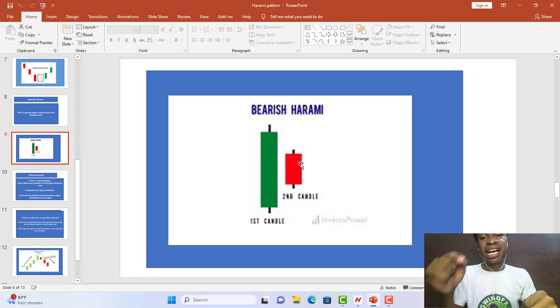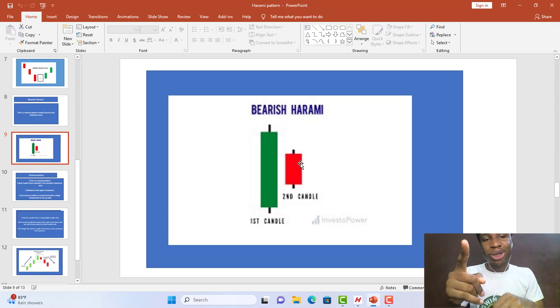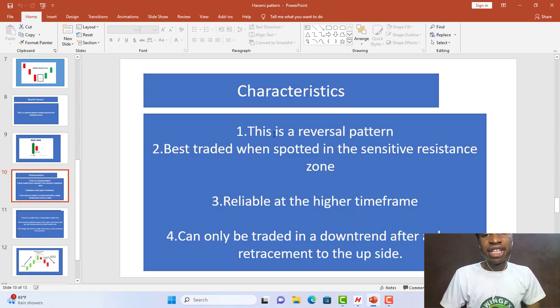It shows a reversal, but it can also show continuation. But don't tell anybody. I will show you how it happens. But this shows a reversal in the market. Whenever it's spotted, it's going for a sell. So this is a reversal pattern. That's the number one thing we have to know. Best traded when spotted in the sensitive resistance zone that is above. Reliable at the higher time frame.